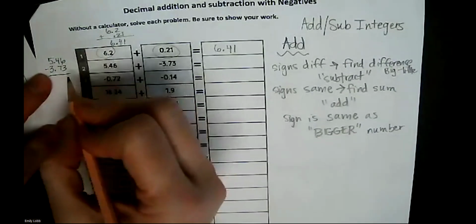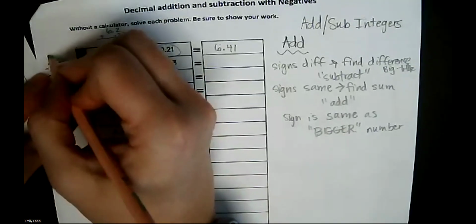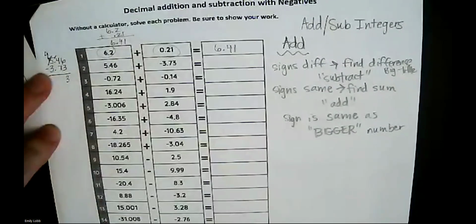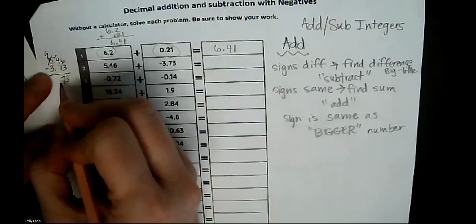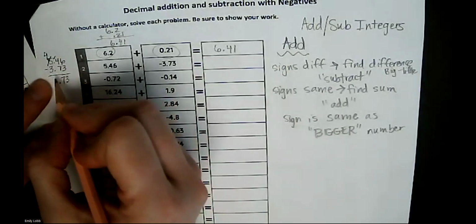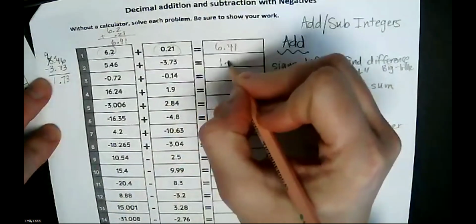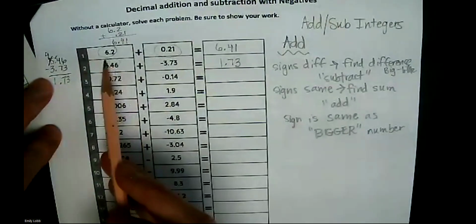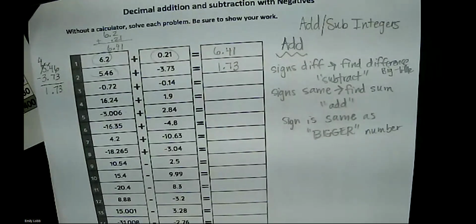I'm saying 6 minus 3 is 3. I have to borrow from the 5. It becomes a 4, right? Because I can't take 7 from 4. But 14 minus 7 is 7. And then I would bring down my decimal point and say 4 minus 3 is 1. So here I have 1 and 73 hundredths. Now, my bigger number was positive, so my answer is going to be positive.